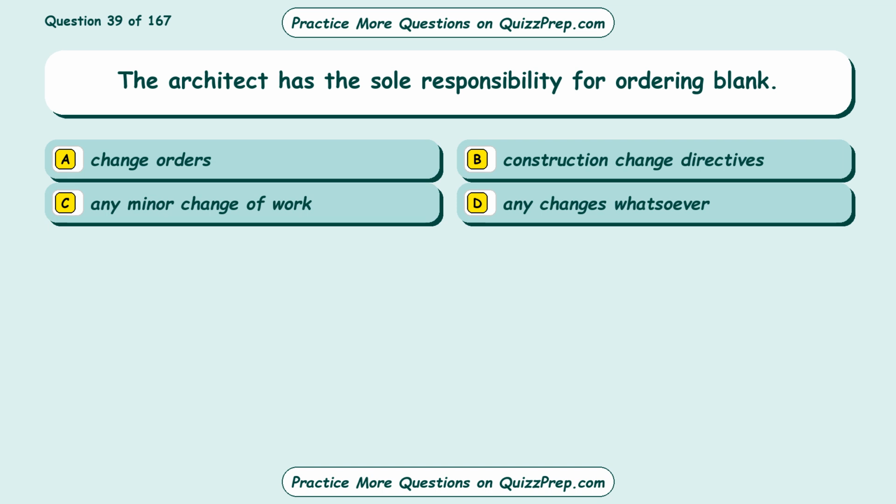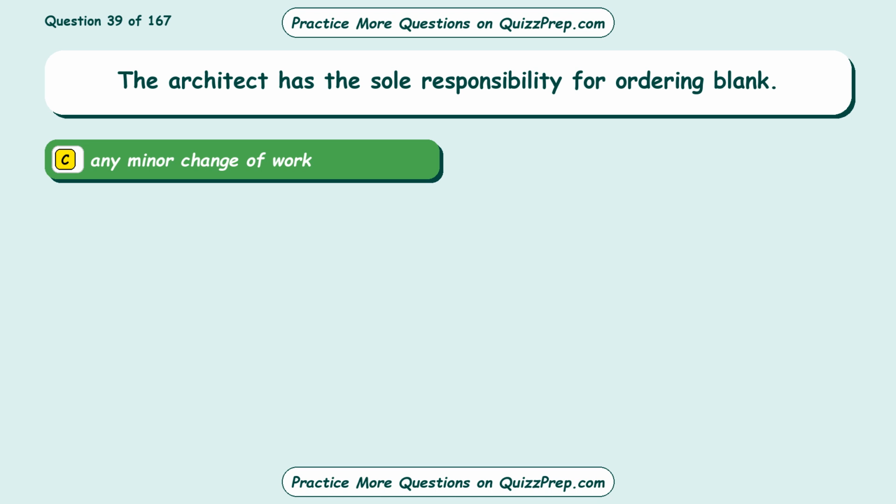Option C, any minor change of work. Option D, any changes whatsoever. The correct answer is option C, any minor change of work.